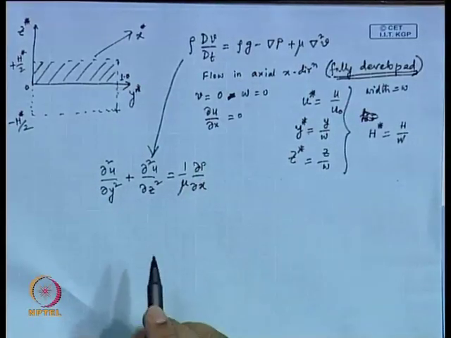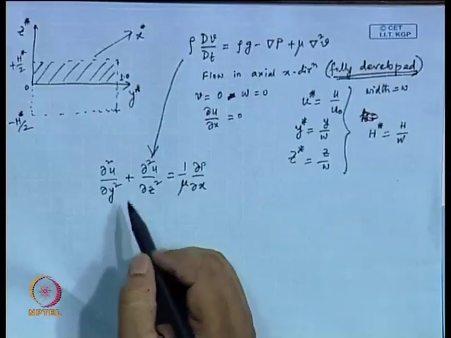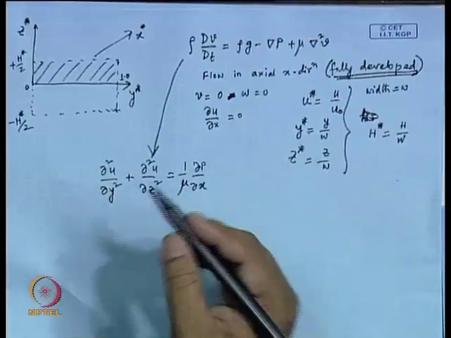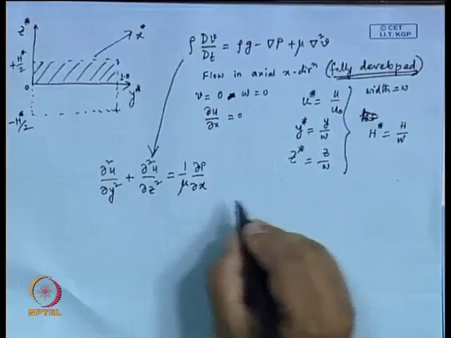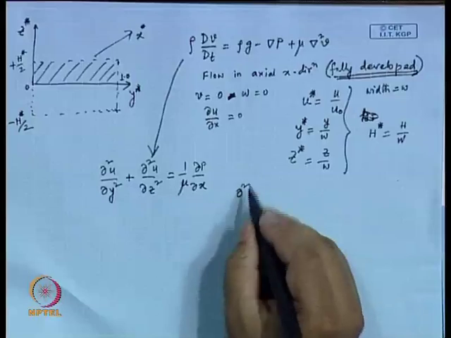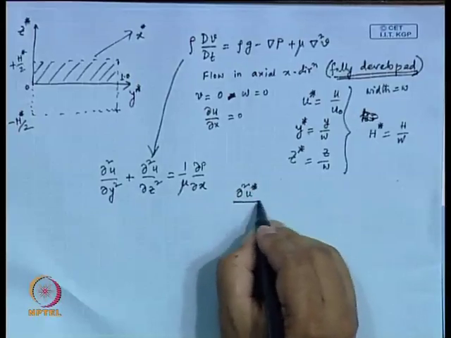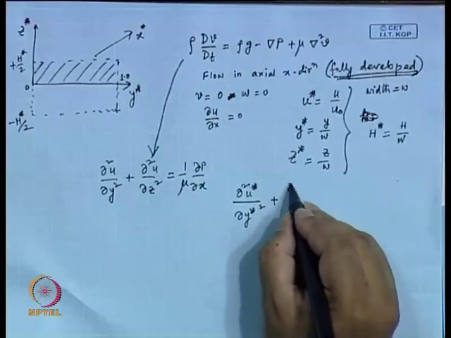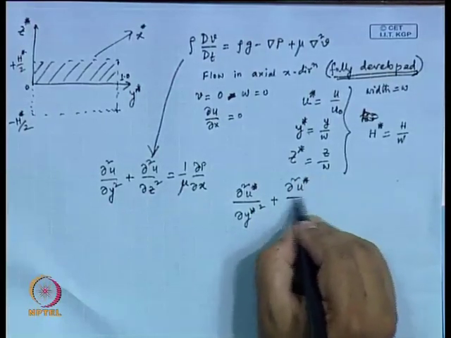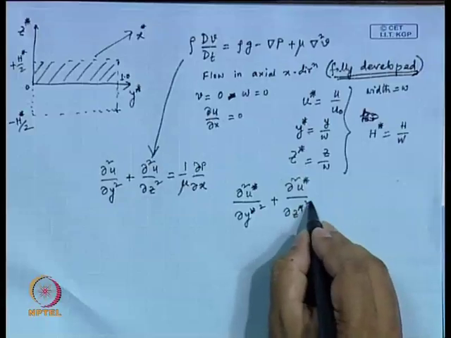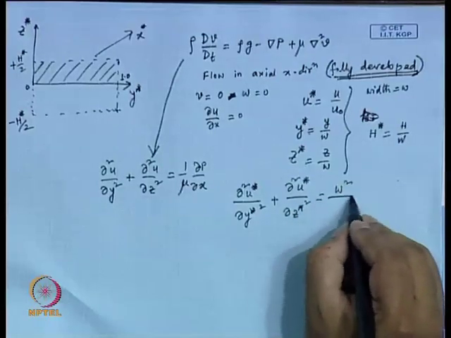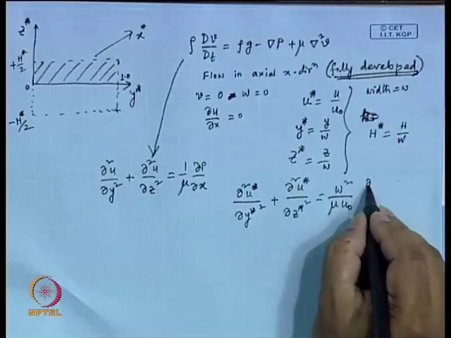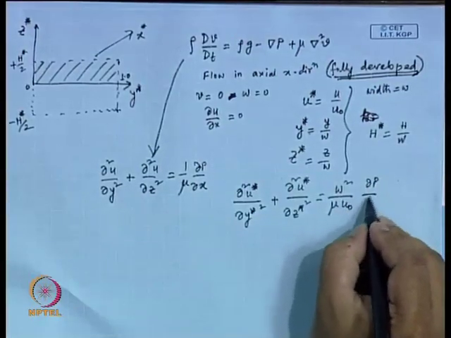So, that is what we have, and now if we try to solve this equation, this is what we would end up with. And then we can of course write it in terms of the boundary conditions, that means, u star, y star, z star, it would be something like del square u star del y star square plus del square u star del z star square, that is equal to w square by mu u 0 del p del x.